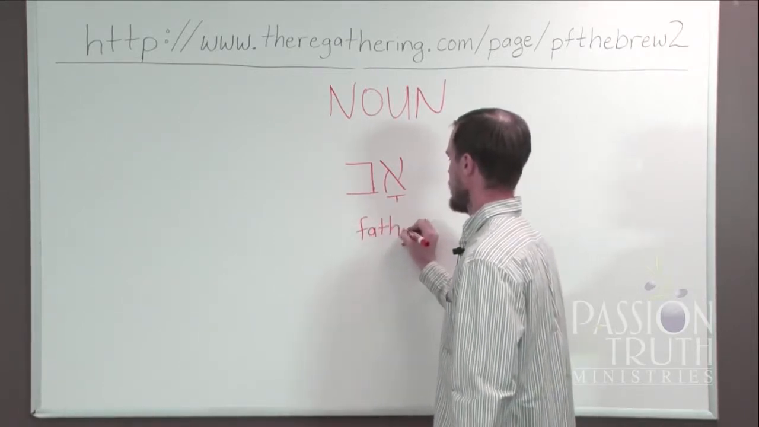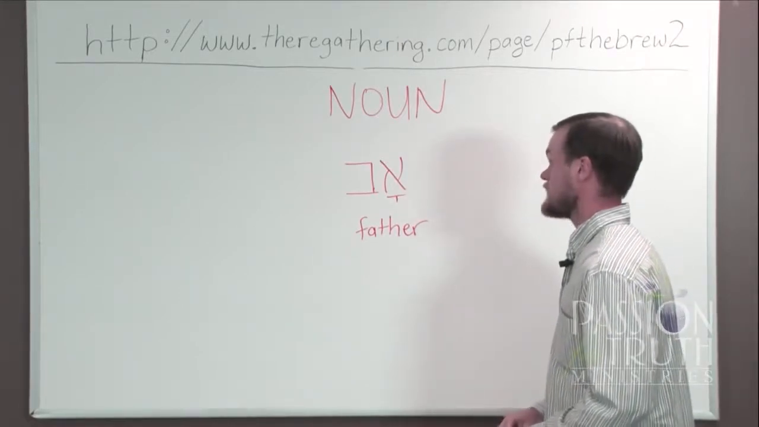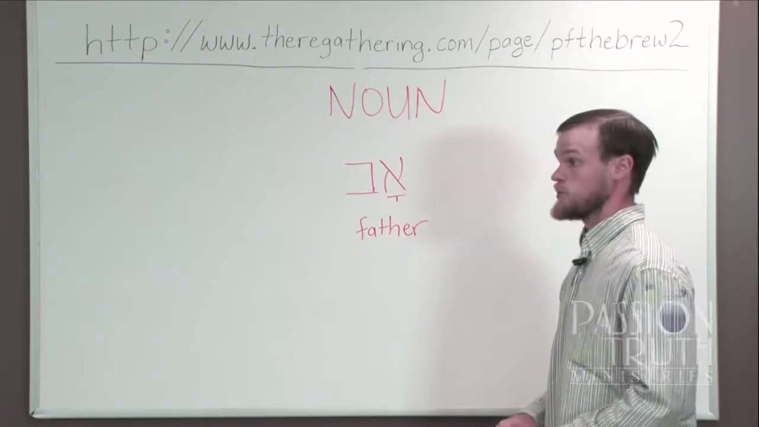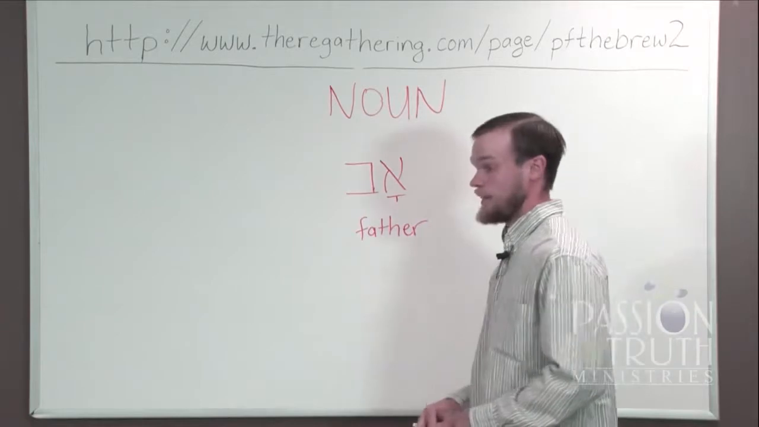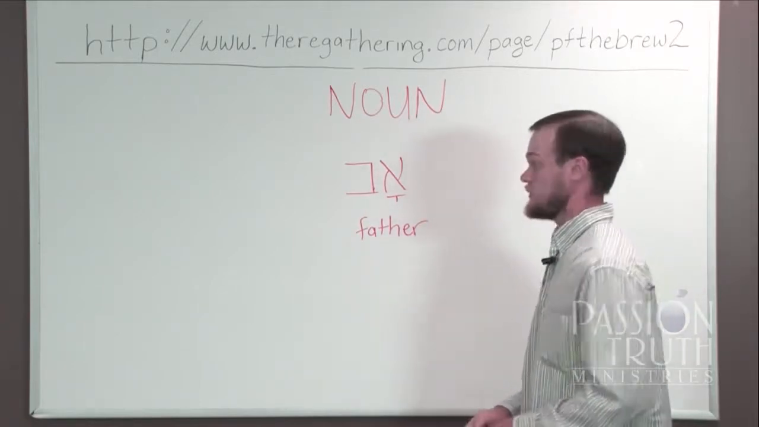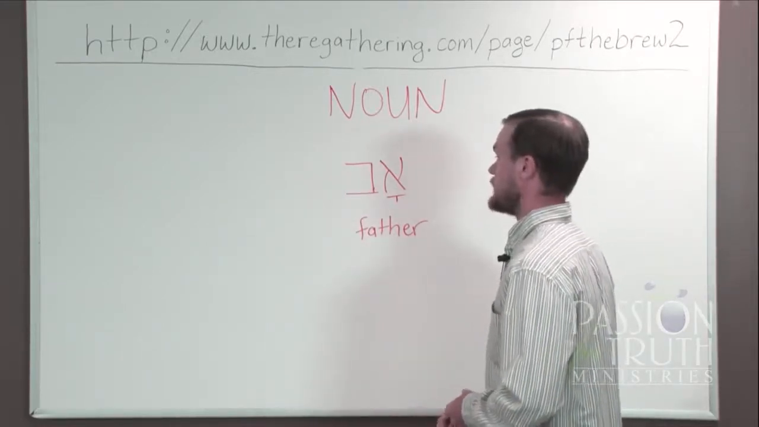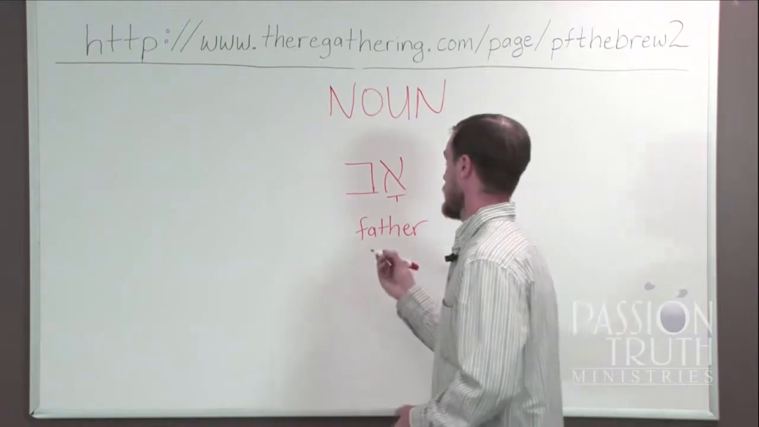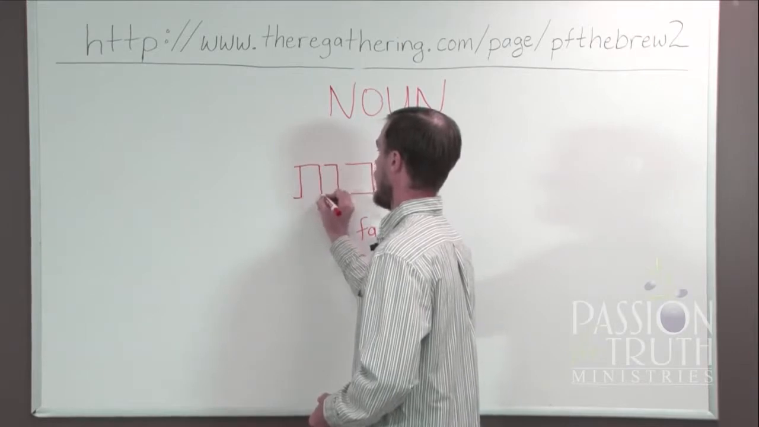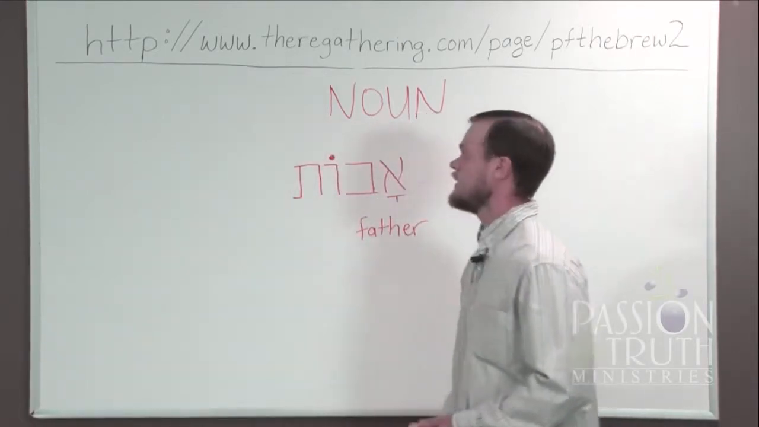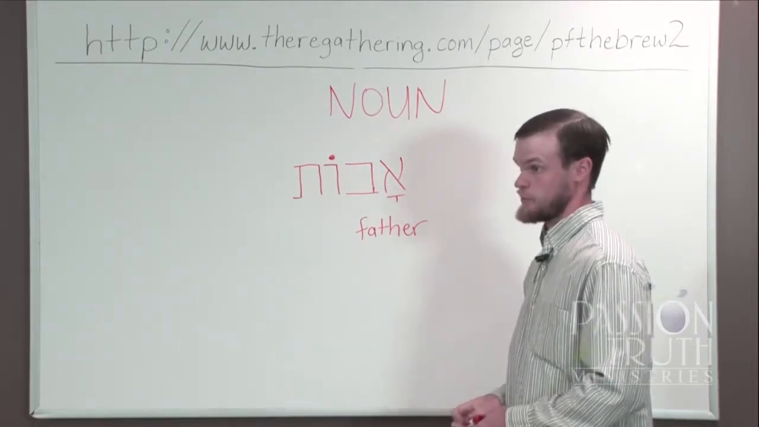Now Av is a masculine noun, so we would expect the plural form to be Avim. Okay? If we want to say fathers, we would expect that we would say Avim. We would add the chirik yod mem. But in fact, Av has an irregular plural form. Even though it is masculine, it takes ot when it is made plural. Okay, so this is a very noteworthy exception.